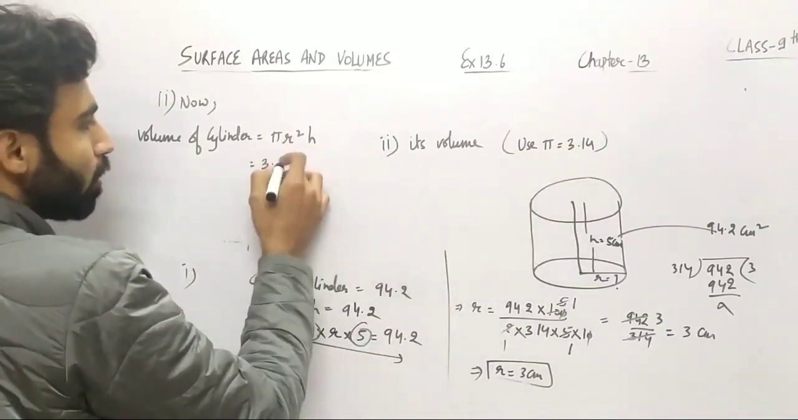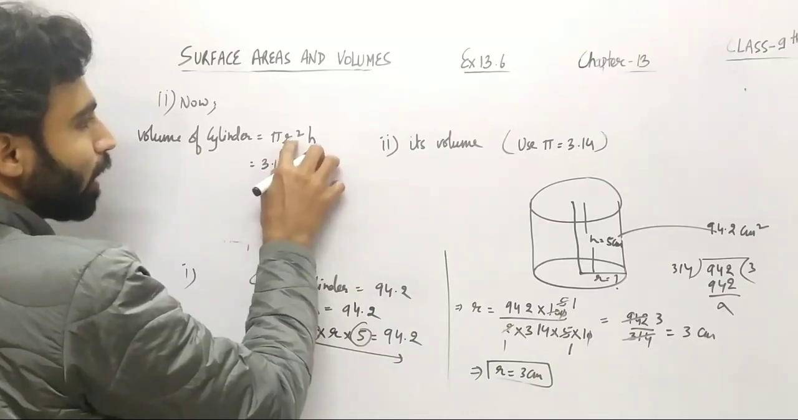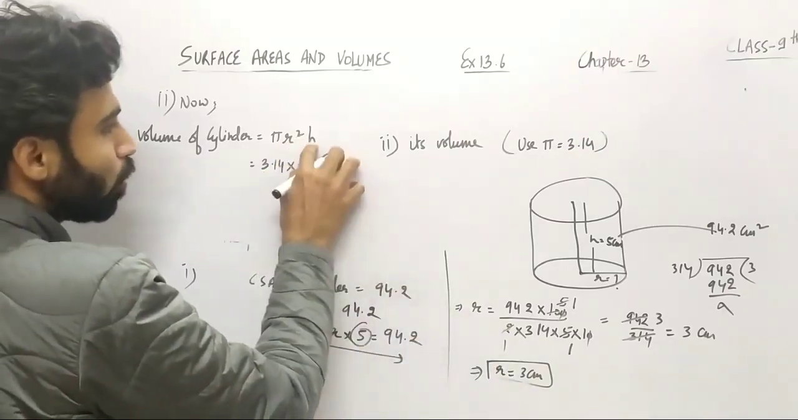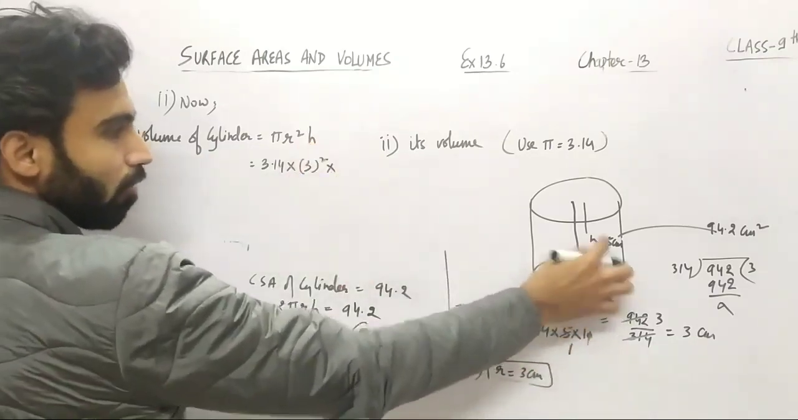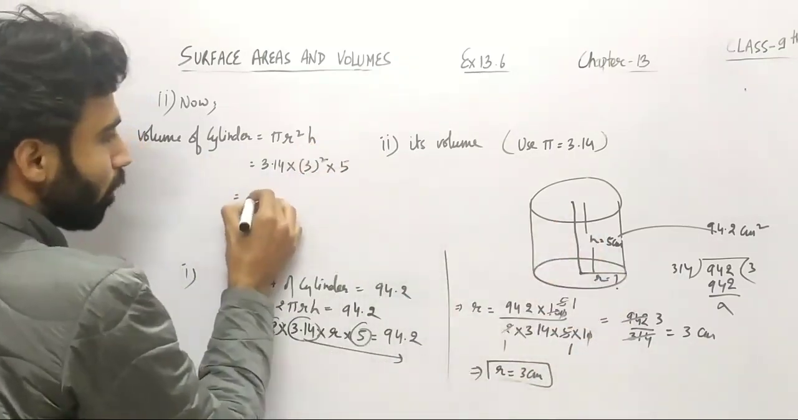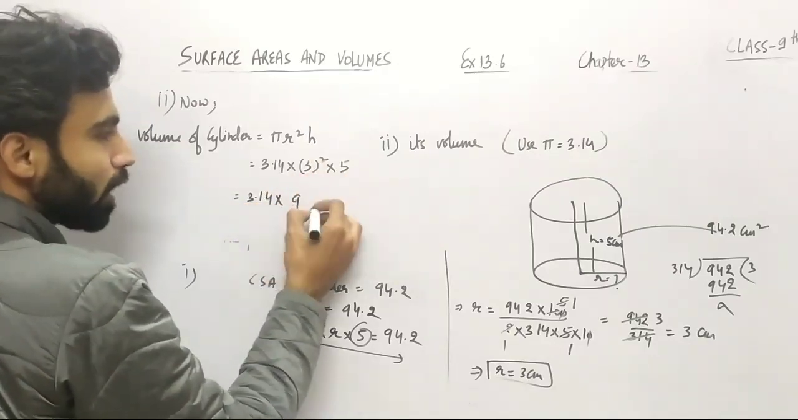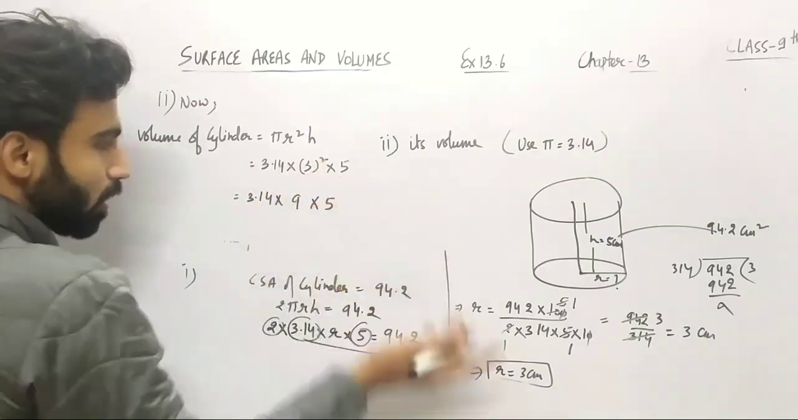Let me just correct that. Then multiply radius square. So what is the radius? That is 3 square into height. You can see height is 5. So now if I solve this, 3.14, now the square of 3, 3 into 3, that is 9, and 5 as it is, right?